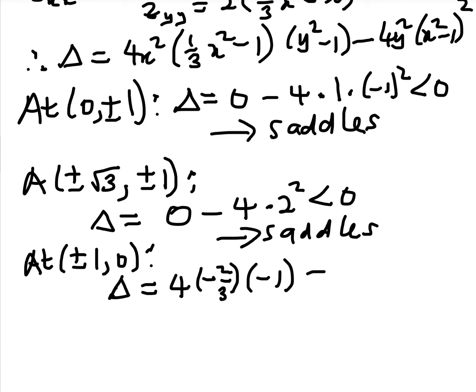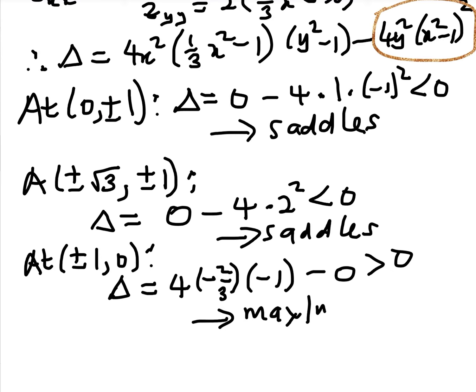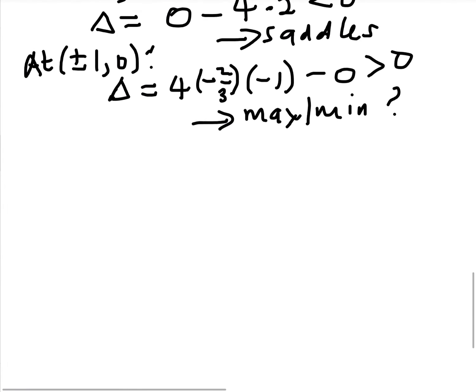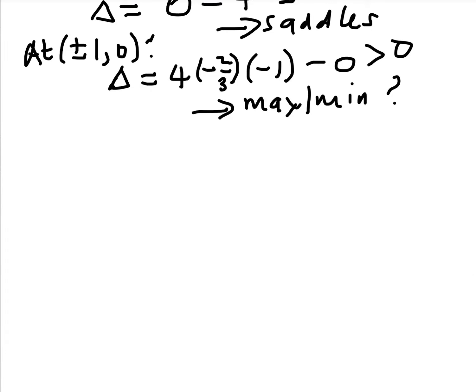And if you look at, again, the second term in the discriminant, which is that term there, if you put y equal to 0, that's going to be 0. This is in fact positive. So here you have max or min. And the max or min is going to be defined by the sign of the second derivative. Okay, so here we have to take these 2 points separately.